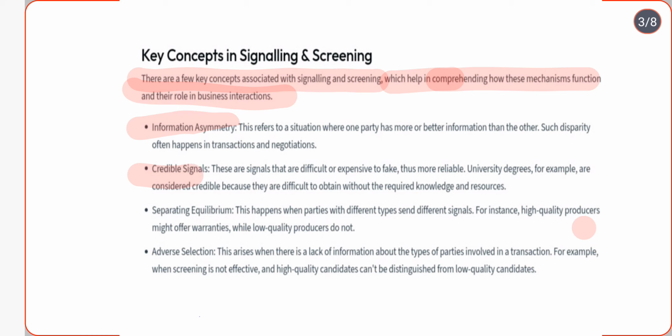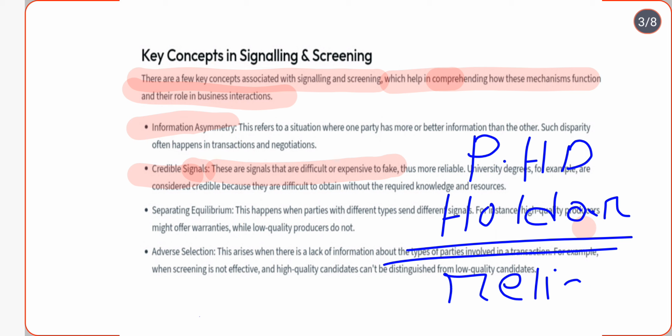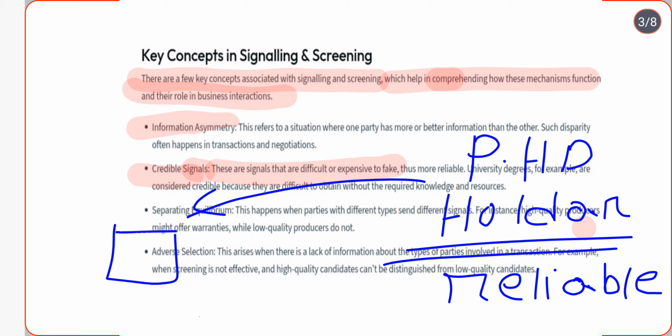Credible signals, another key takeaway. These are signals that are difficult or expensive to fake. Suppose I am a PhD holder, and this is very expensive if I want to fake it. This is reliable because it is very expensive if I want to buy this PhD degree. It is very expensive to buy this degree. So if I am showing this to anyone, if I am showing it to a job interviewer, then he will obviously rely on me that I am a good quality candidate or good quality product, right?